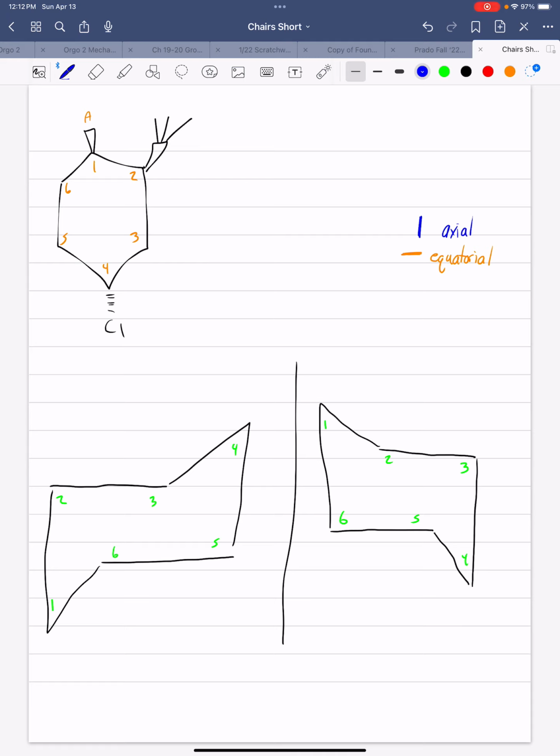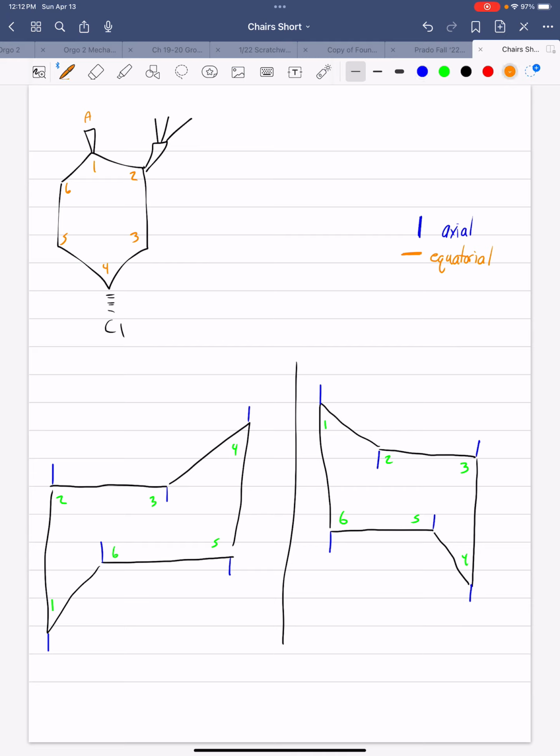So axial, let's come over here to this left chair. Carbon 1, we're going to go vertical line down. Carbon 2, vertical line up, and we're just going to kind of flip-flop as we go around the ring. So 3 down, 4 up, 5 down, 6 up. Now on this right chair, we're going to go up on carbon 1 instead of down, and then carbon 2 down, and just flip-flop as you work your way around the ring.